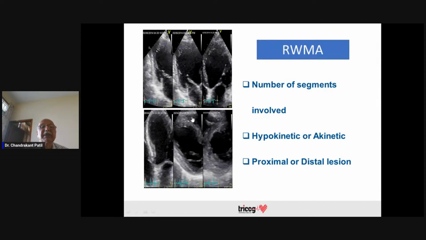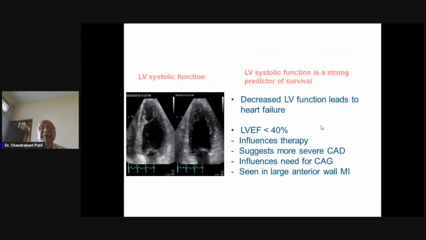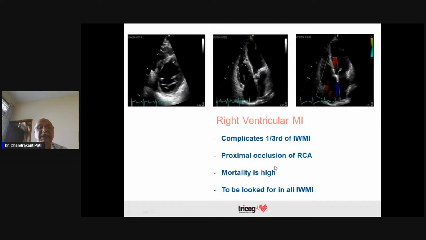Of course, you can see here regional wall motion abnormalities also are important in myocardial infarction, STEMI as well as in non-STEMI. And if the LVEF is less than 40%, it influences the therapy and suggests more severe CAD. And definitely they all need an immediate angiogram.